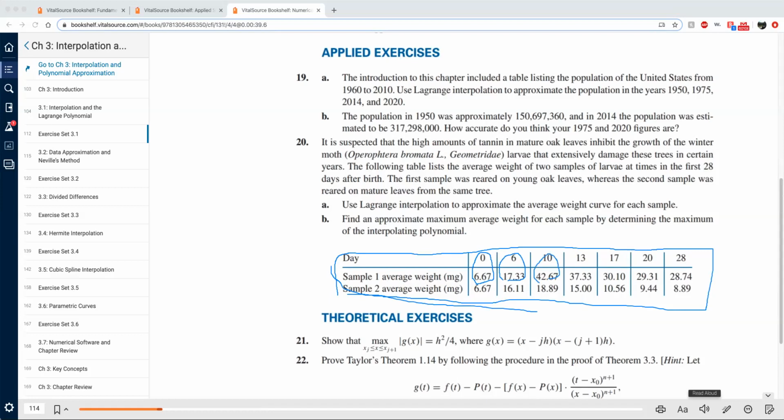All right. So what we want to do is fit the curve of sample 1 average weight, and eventually predict the sample 1 average weight up to 28 days. Okay, so let me see.